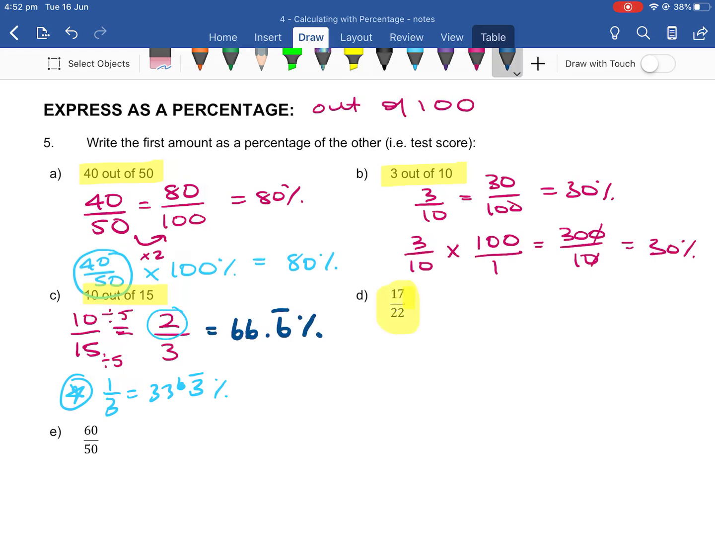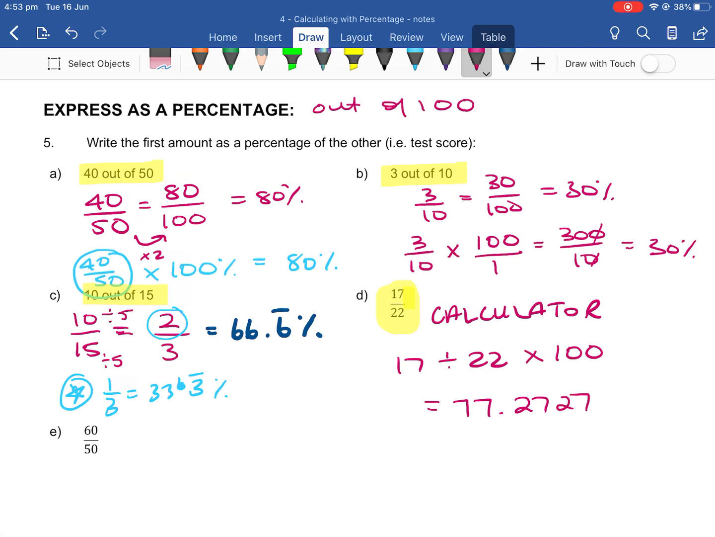Imagine we scored 17 out of 22 on a test. Well, 17 out of 22, it's time to grab our calculators. And when we put this into our calculator, we're going to type it exactly as we say it. 17 divided by 22, lots of 100%. And that's going to give us 77.272727, and it continues. So that's 77.27, and the 2 and the 7 recur percent.